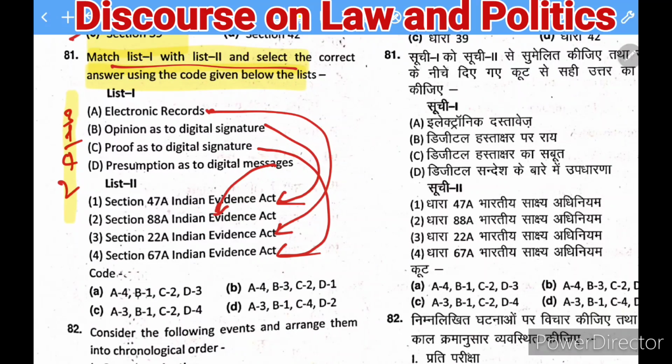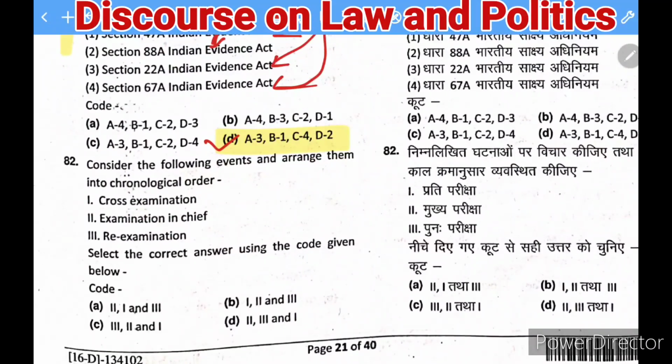So let's see which is the correct option here. You can see the correct answer is given in the D. So this is the correct answer. The next question is here. Consider the following events and arrange them into chronological order. So again, we have to see which comes first and which comes last. The first one given is the cross-examination, examination in chief, and the third one is the re-examination.